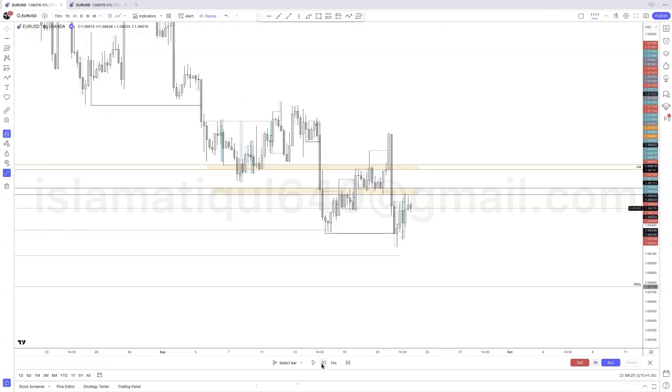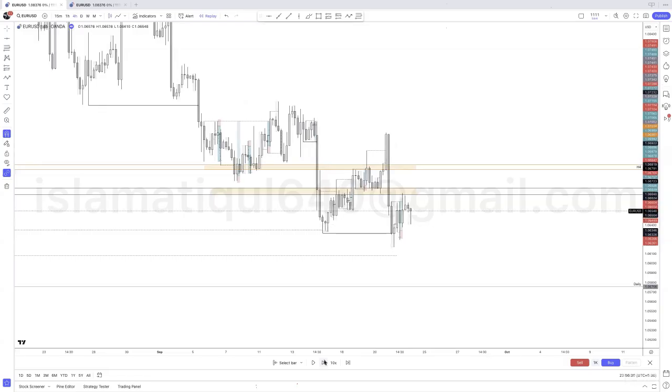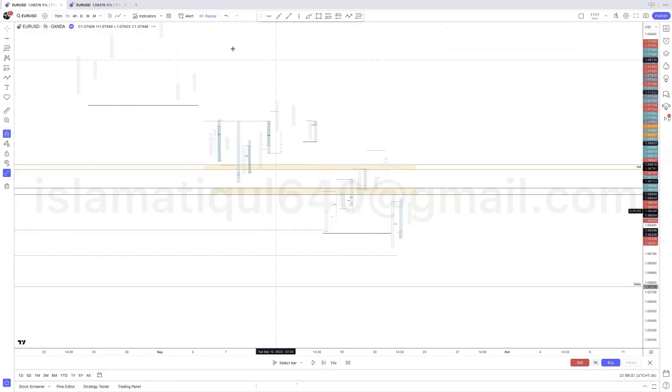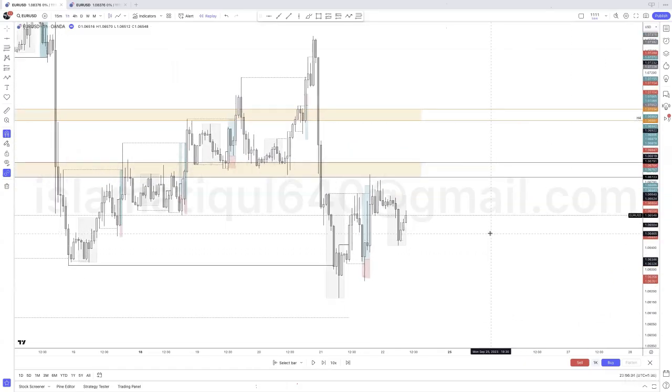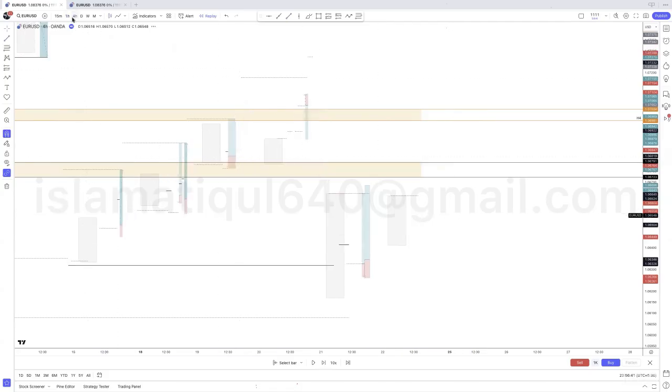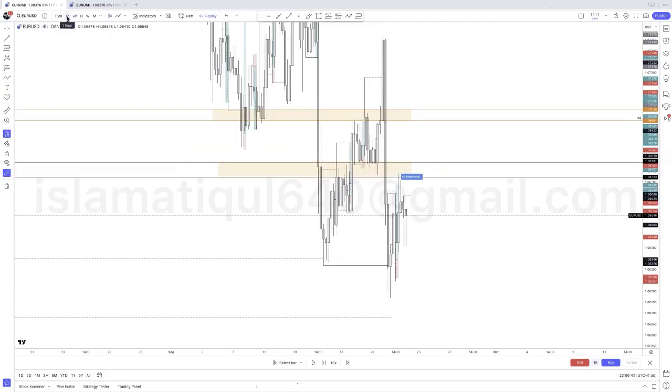First one, second one. All right. Asia is over. Building up. Yes, they're building up liquidity. Oh, sorry, bro. I just changed this time frame.